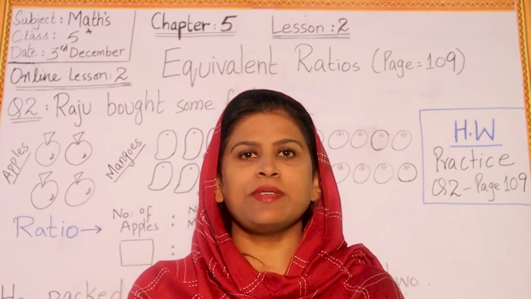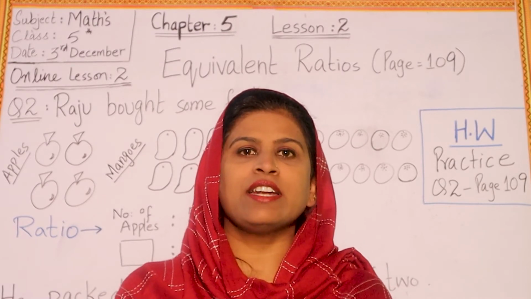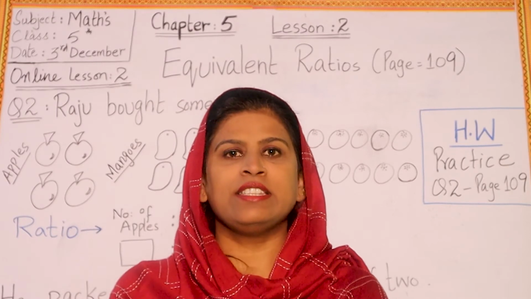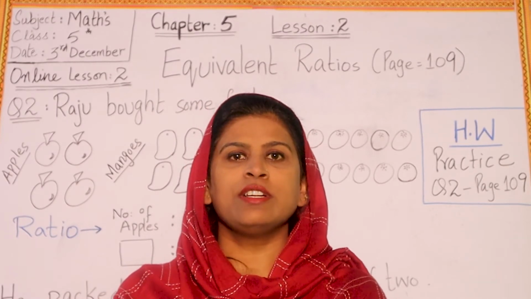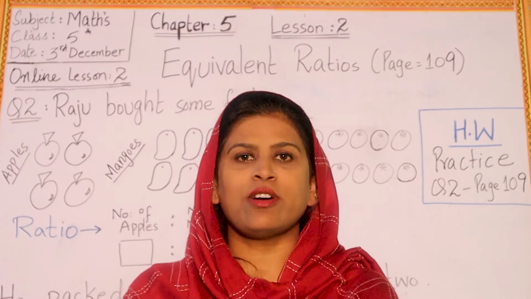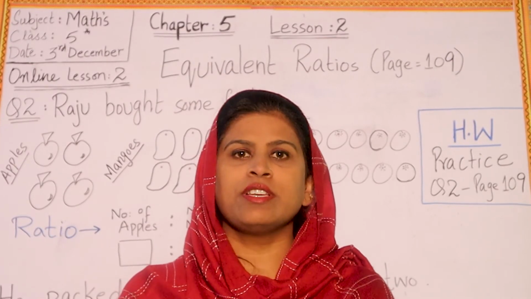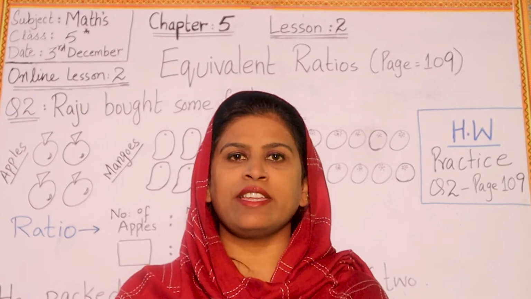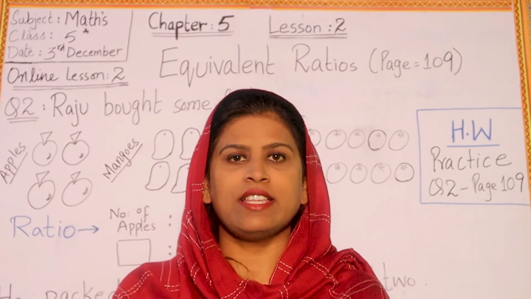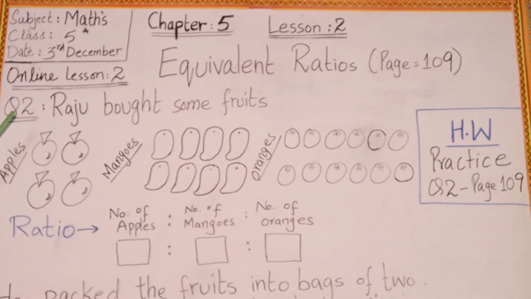We have done equivalent ratios. Equivalent ratios means that ratios are equal if we divide or multiply the simplest ratio by any number and get another ratio. Today our topic is equivalent ratios, page number 109, question number 2. Let's start our lesson.